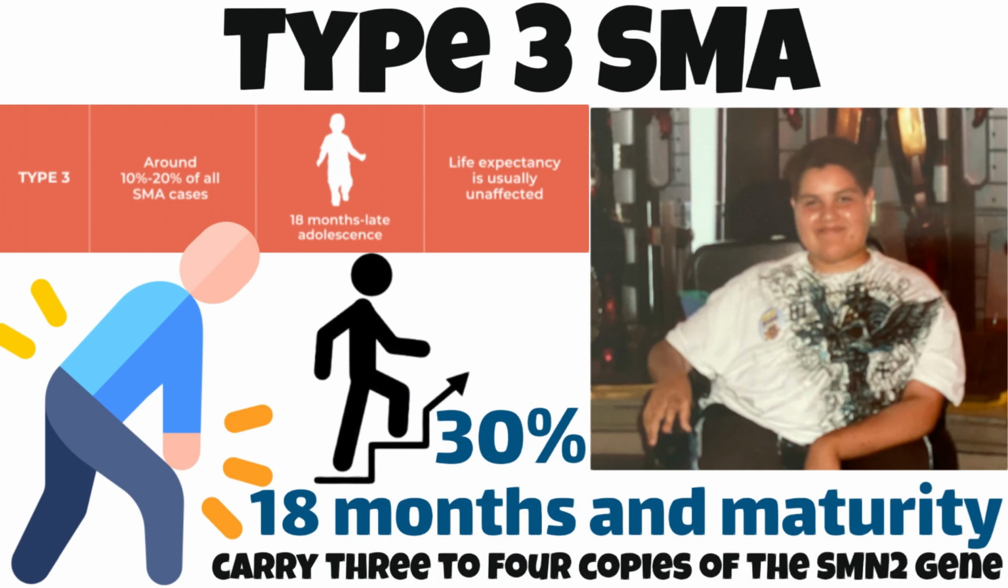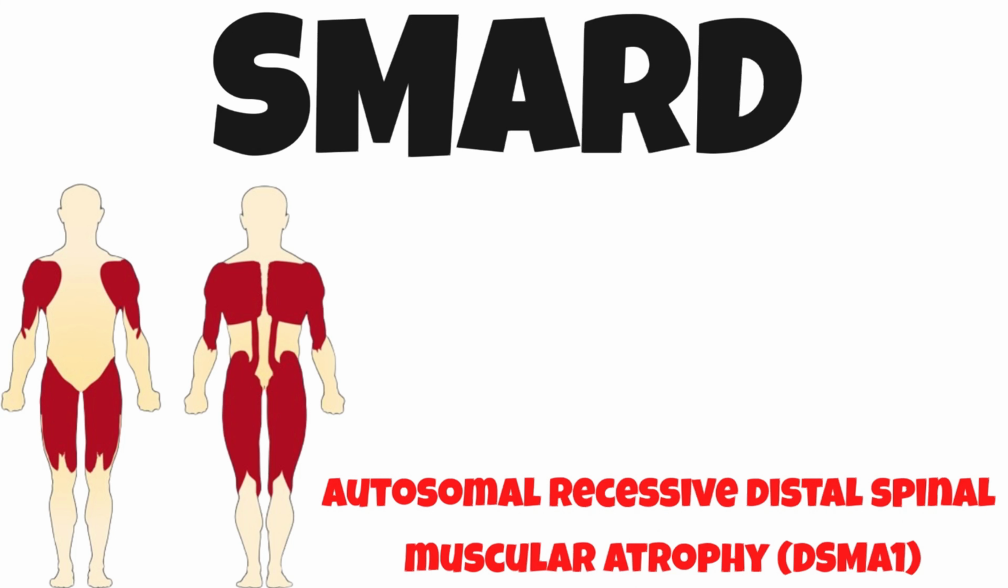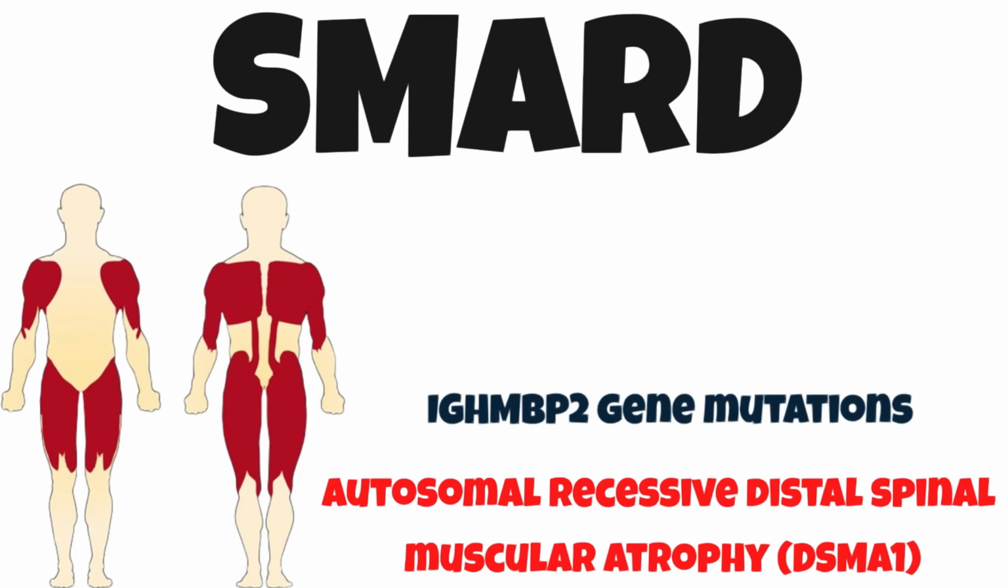SMA not linked to chromosome 5. Other kinds of SMA are caused by abnormalities in various genes and separate chromosomes rather than a lack of SMN protein. These kinds vary widely in severity and in which muscles are most impacted. SMARD. Spinal Muscular Atrophy with Respiratory Distress, SMARD1, also known as Autosomal Recessive Distal Spinal Muscular Atrophy, is an uncommon kind of SMA caused by IGHMBP2 gene mutations. Infants with SMARD experience significant respiratory distress as well as muscle weakness. There is a high incidence of intrauterine growth restriction and early birth.